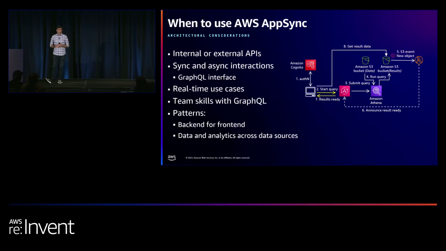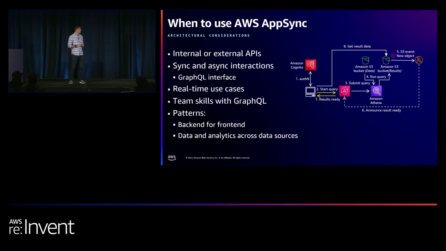So when to use AppSync? AppSync supports both internal and external APIs. We only talked about external today, but you can use PrivateLink to provide access to an AppSync API from your VPC. AppSync works really well for both sync and/or async interactions using a GraphQL interface.